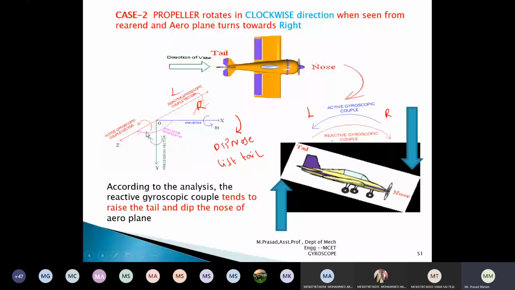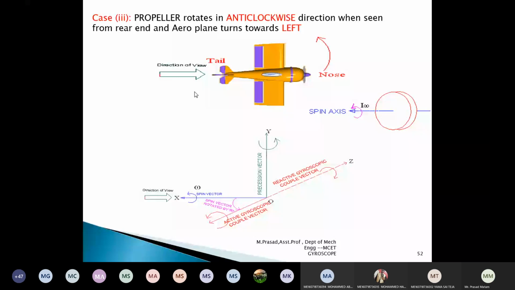Automatically, where we are getting reactive couple, opposite to the active couple. Okay. Still any doubts? Let me continue. Please answer. Hello. Yes, sir.